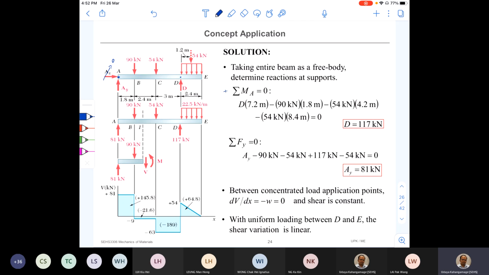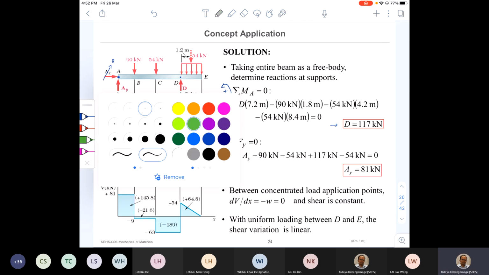But better that you mark my direction of the positive moment. Okay, the answer is 117. So that's what I marked in here, right? And then positive Y direction this way. So then AY becomes 81 kilonewton.